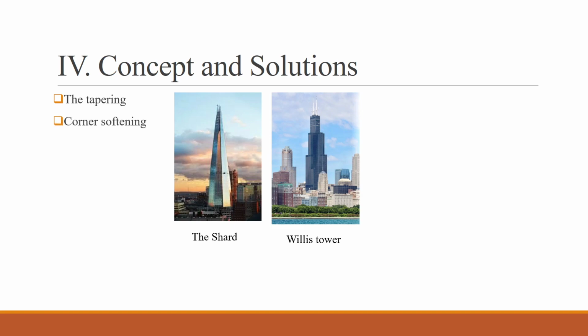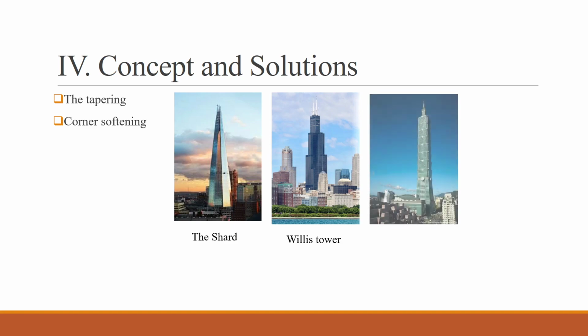Another effective solution to the problem is the method called corner softening. We can see sharp edges smoothed off a structure to make it more aerodynamic, or small cutouts created on the edge of a structure to scramble prevailing winds and reduce the strength of the vortices they create. This method is applied to the Taipei 101.